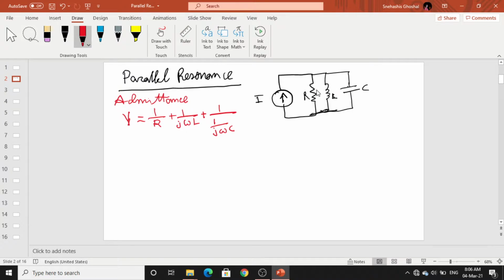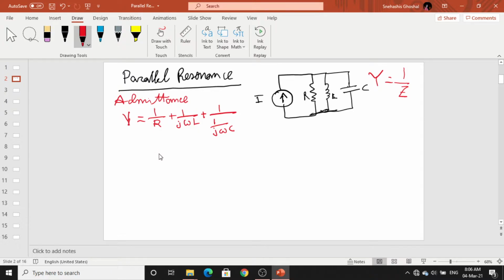Now what is Y1? Y1 is the admittance of the resistive network, and there is only resistive network, so admittance will be 1 by R only. On a similar note, admittance of this branch will be 1 by impedance. Okay, admittance is basically Y equal to 1 by Z, reciprocal of impedance. So impedance of a purely inductive network is what? Impedance is j omega L, so admittance will be 1 by j omega L. On a similar manner, the admittance of the capacitive branch will be 1 by j omega C.